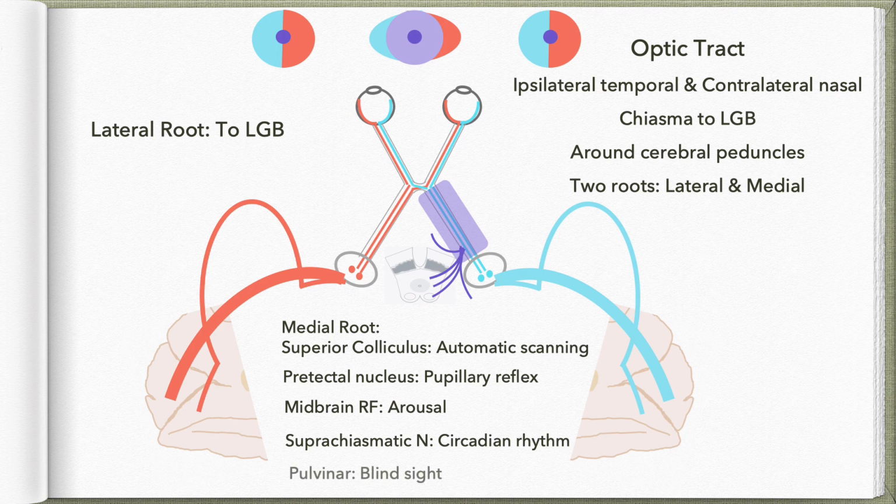And finally, some of the fibers will also project to the pulvinar part of the thalamus, which are involved in blind sight. So optic tract has a lateral root which will be a part of the main visual pathway, and which will be projecting to the lateral geniculate body, and there is a medial root which will project to various structures within the midbrain as well as in the hypothalamus and thalamus.